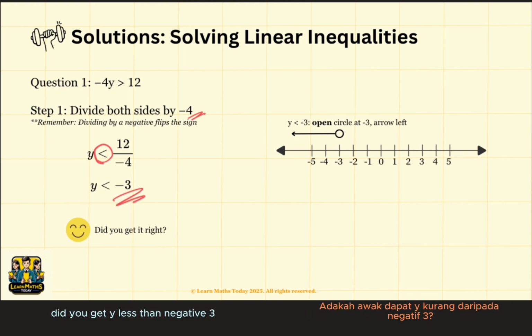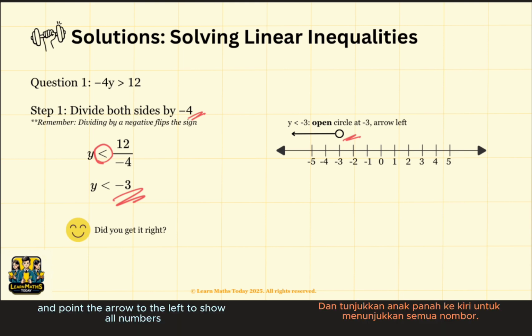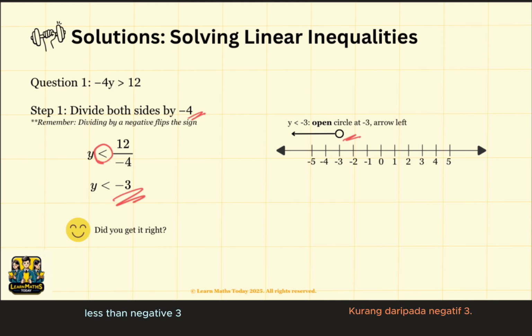Did you get y less than -3? If yes, great. If not, double check the sign flip rule. Step 3. Represent on the number line. Draw an open circle at -3 because -3 is not included, and point the arrow to the left to show all numbers less than -3.